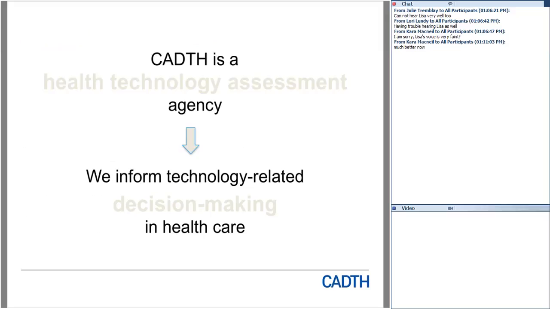But CADTH's area of expertise is actually health technology assessment, or what we call HTA for short. What is HTA? Well, it helps to gather information, and it provides HTA looks specifically at the clinical cost effectiveness of a particular drug or device, and this also includes the harms, the risks, the benefits, the patient preferences, the ethical and the social implications of a particular technology.